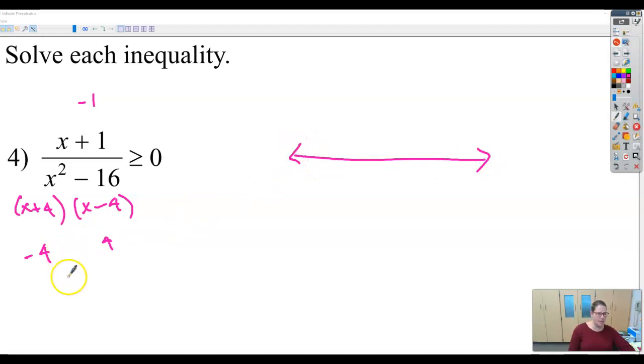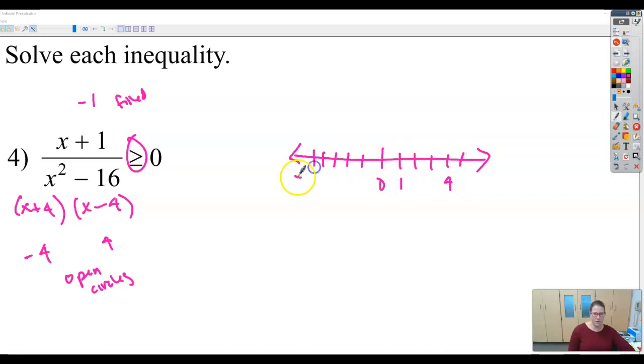Because these came from the denominator, these are going to be open circles. This one came from the numerator, so I would check my inequality, and that's going to be a filled in circle because of my equals there. So I've got 1, 2, 3, 4, 5. And I'm going to circle negative 1 with a filled circle. I'm going to circle negative 4 with an open circle and positive 4 with an open circle. So that means my number line has, again, 4 different intervals that I need to check. I need to do 1, 2, 3, and 4.